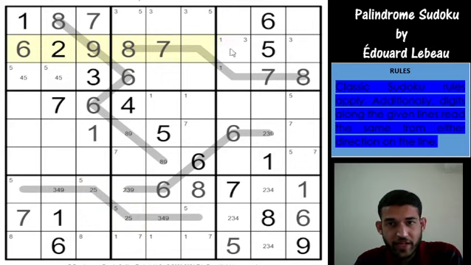5 7 8 2 6 9. In row 2 the remaining digits are 1 3 4. So this is 1 3 4, which means this is a 1 3 4, that's 1 3 4, and that's 1 3 4.